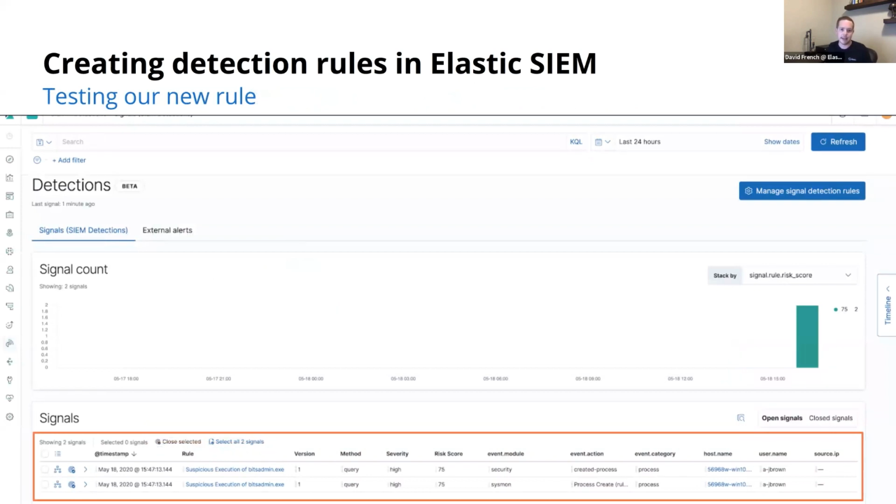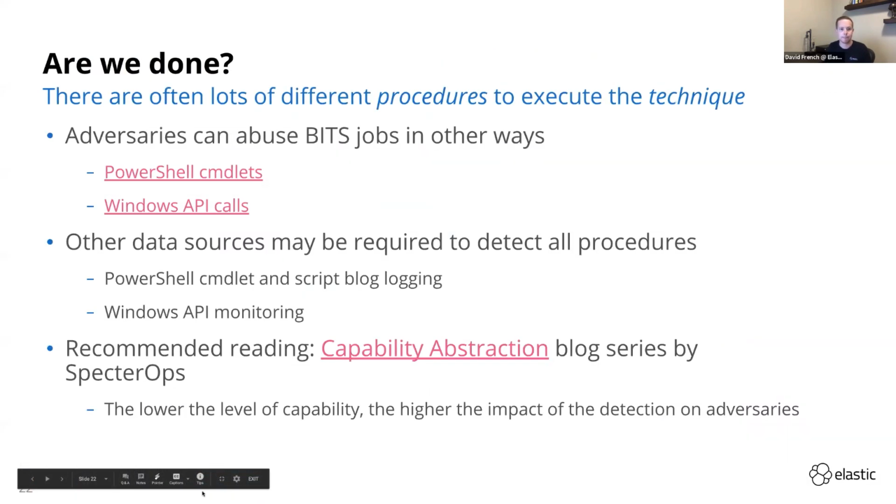And then finally, a mature security operations team will test their detections on a regular basis. In this example, we simulated the malicious activity and ensured that an alert was generated in the SIEM. So at this point, we've proved our hypothesis true, and we've written a new rule to detect the suspicious behavior in future.